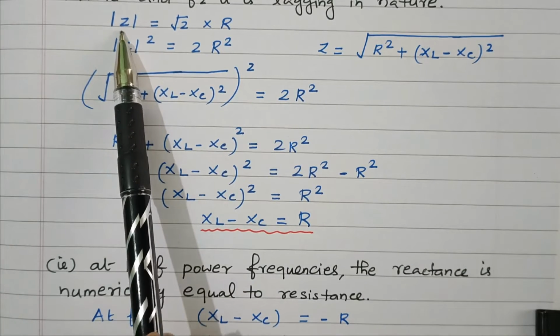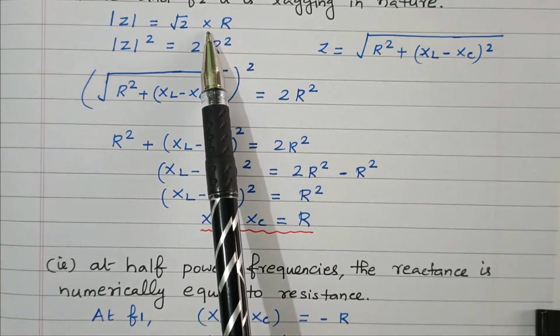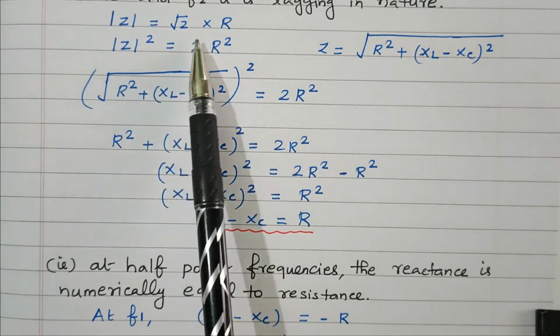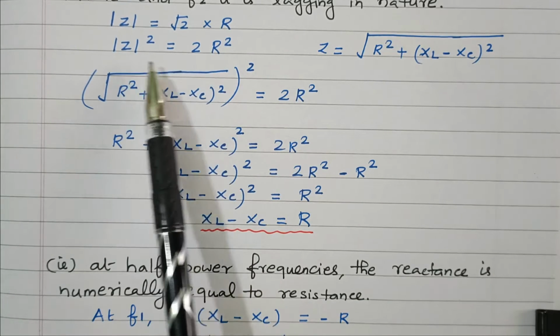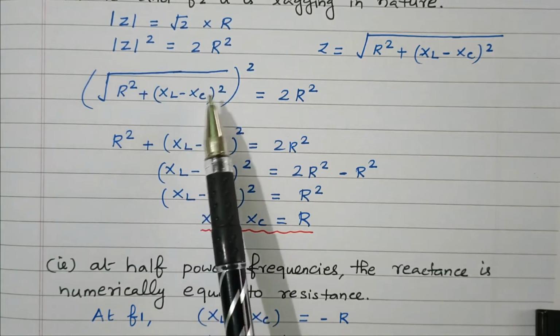So the impedance Z equal to root 2 into R. We got that value, Z by R equal to root 2. So take the square on both the sides. So Z square equal to root 2 whole square into R square, Z square equal to 2 R square.